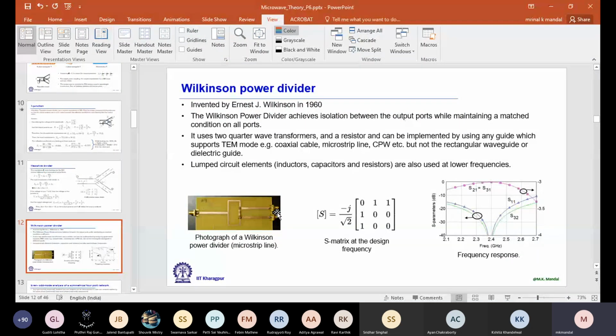Well, this property is at the design frequency. I'm showing here the measured response of a Wilkinson power divider, which is designed at 2.4 gigahertz. Now at the design frequency, S11 and S32 go down below -40, so at least 40 dB of isolation and 40 dB of return loss we have here. And what about S21 and S31? That is equal to -3 dB, half power, so -3 dB.